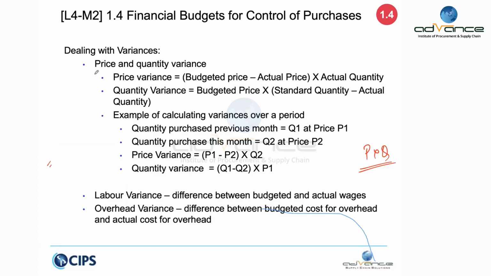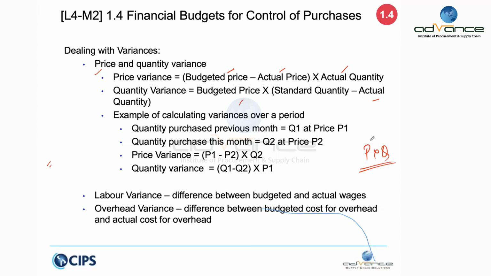So price and quantity variance. How do I determine price variance? Price variance is budgeted price minus actual price multiplied by actual quantity. Remember, if price has changed, then I need to determine what was the variance in the price. Quantity variance is budgeted price multiplied by standard quantity, the quantity that I assumed when I prepared the budget, minus the actual quantity.